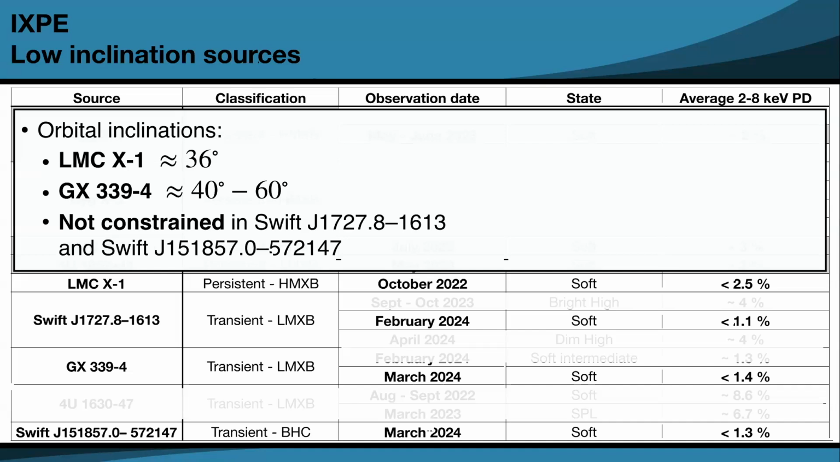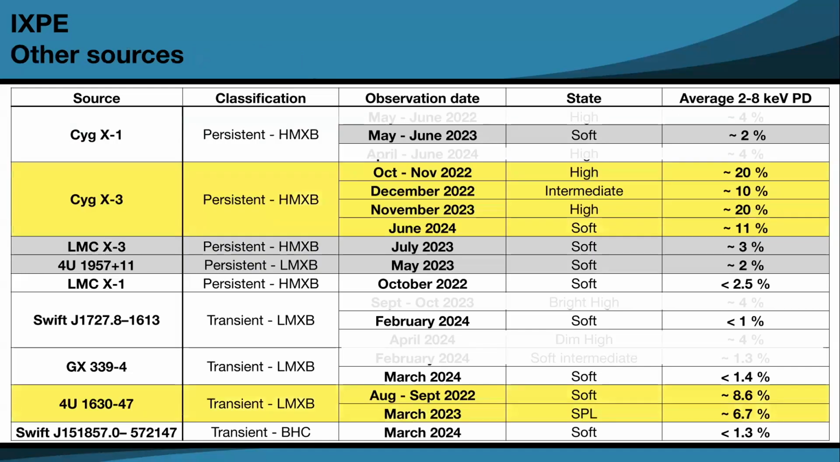In the other two cases, the two Swift sources, those are two sources that have been discovered last year, actually, and thus we don't have any constraint on their inclination. So from this, we can just assume that those are not highly inclined sources, let's say. So we remain with just two sources, which are the most peculiar ones. Those are Genius X3 and 4U1630.